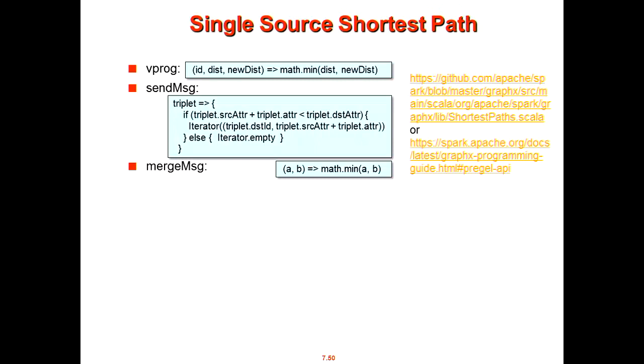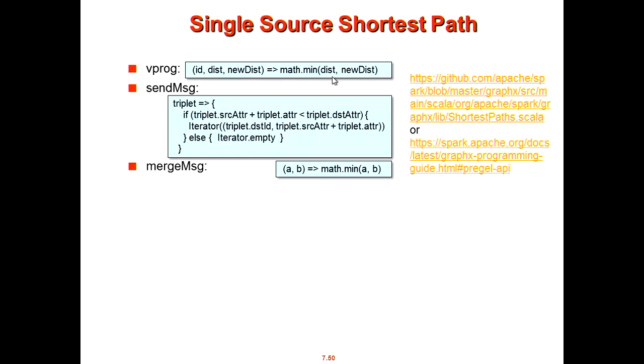But how can we split these operations into the 3 functions? It is like this. First we need to define a vertex program, how to receive the messages. The vertex has an ID and an existing distance, and it will receive a new distance. Then it will compare the 2 distances. Which one is smaller? That's for this part.